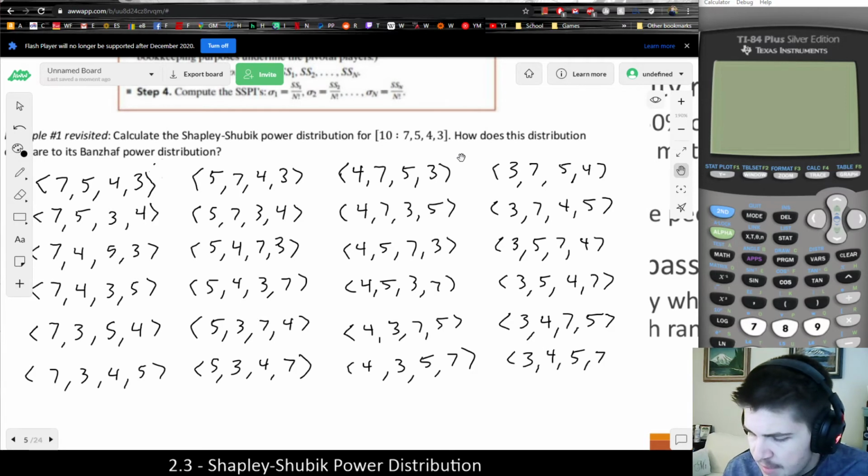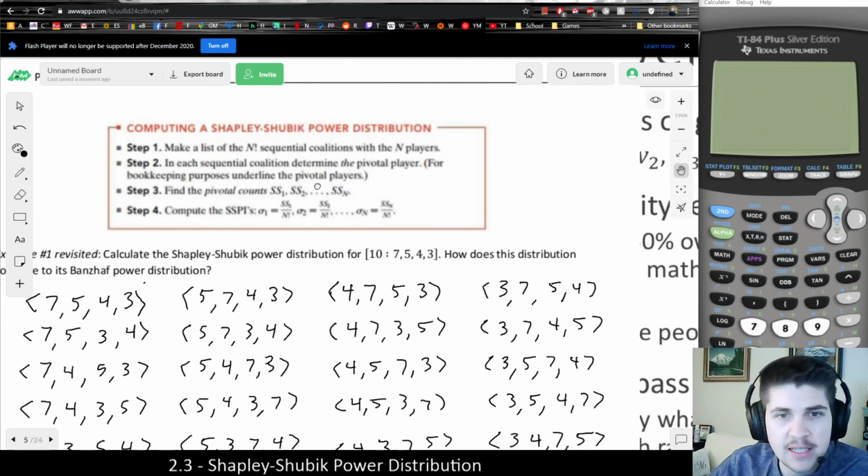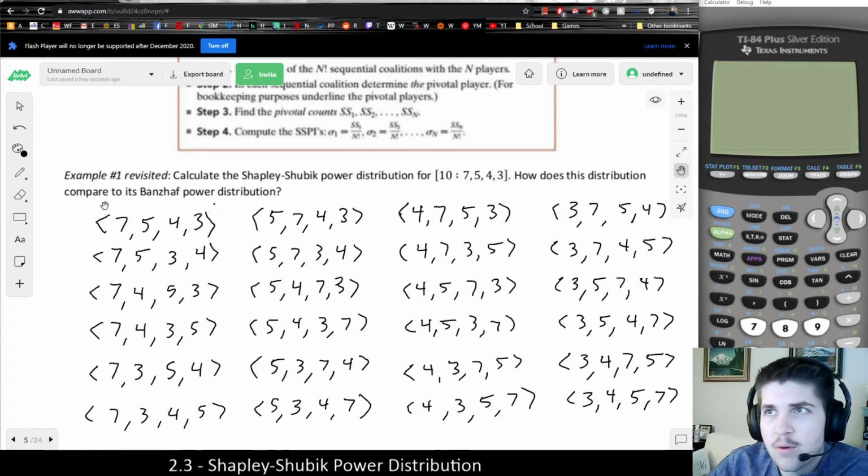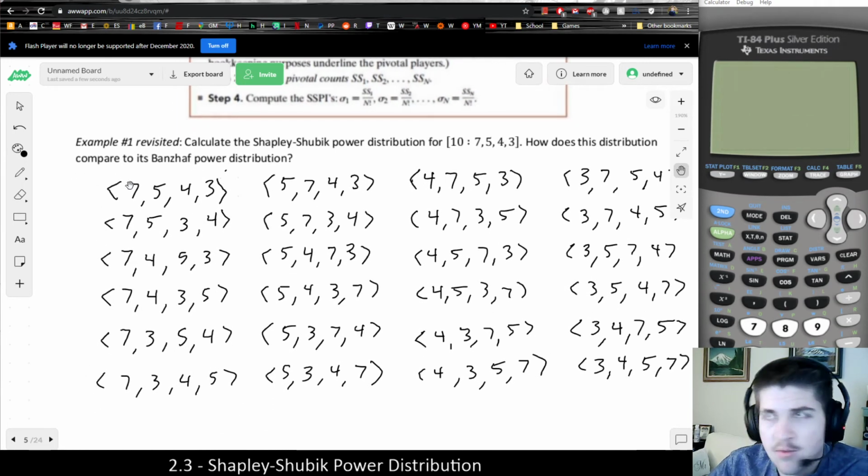So anyways, that leaves me with all my sequential coalitions. What's next? Let's return back to the snippet from the book, which said step 1, make a list of all the sequential coalitions, including the 4 players. Step 2 was to, in each sequential coalition, determine the pivotal player. And to recap, we're assuming that players say yes from left to right. The pivotal player will be the vote that passes the motion.